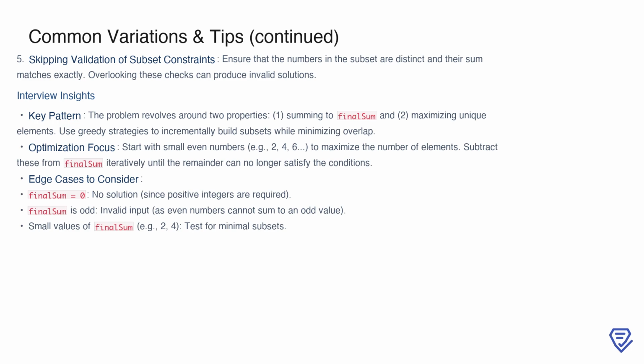For instance, if final sum is 0, there's no solution since the problem requires positive integers. If final sum is odd, it's automatically invalid because even numbers cannot sum to an odd value. For small values of final sum, like 2 or 4, ensure your solution handles these minimal subsets correctly.